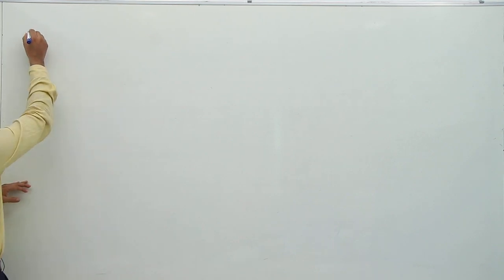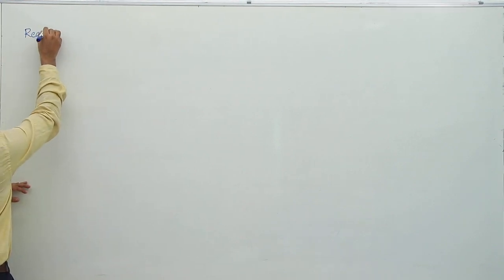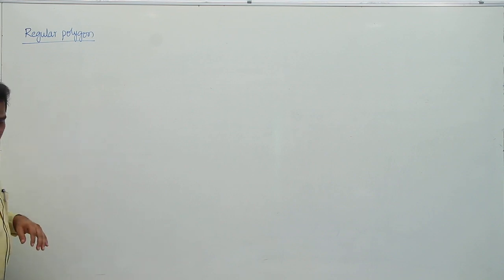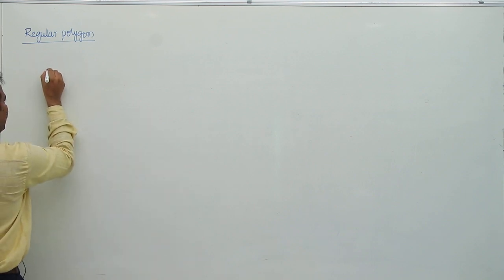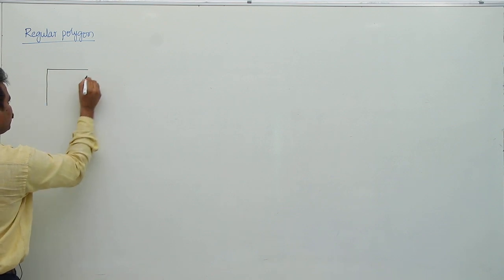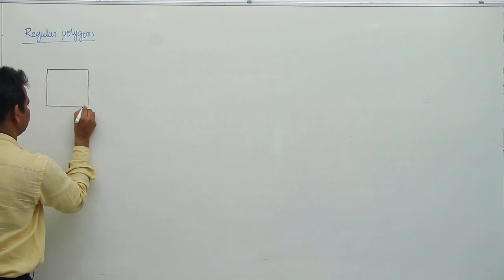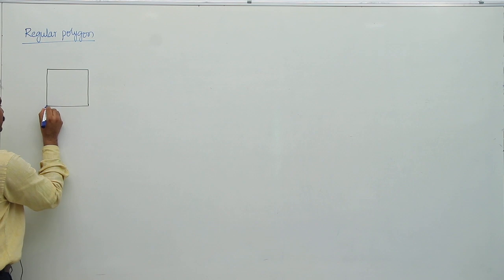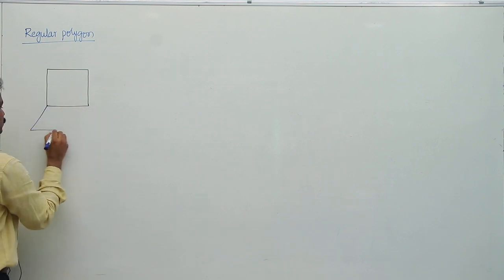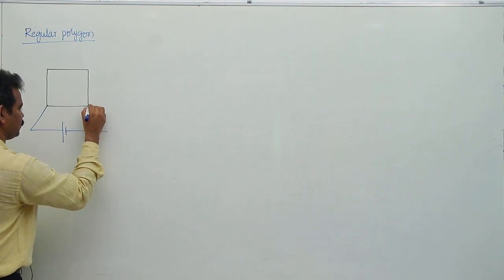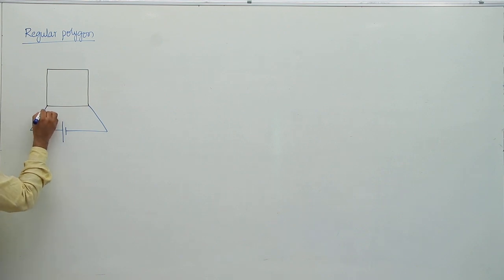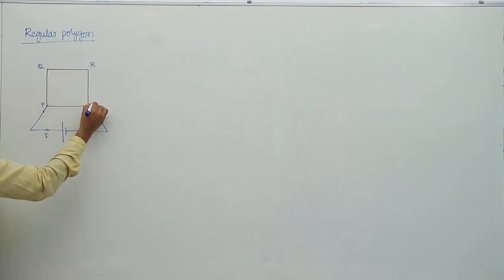Suppose you take a regular polygon, like one square here. I connected a battery between two ends of this, two vertices of this polygon, that is the square here. So I am connecting a battery here. Whatever current comes from the battery will be divided at this point. So let me take this as P, Q, R, S.